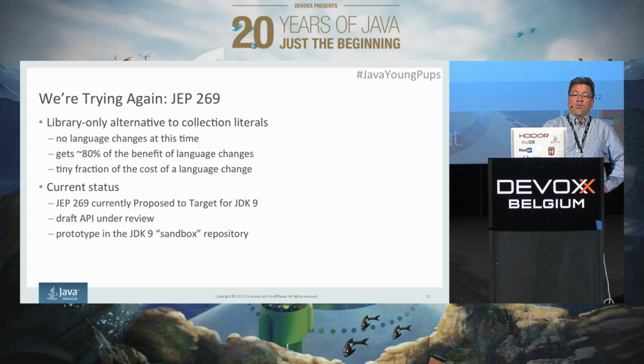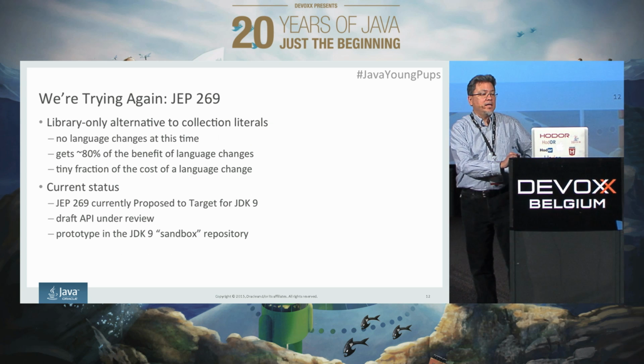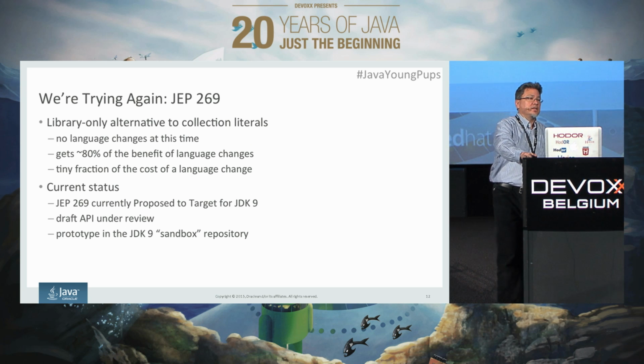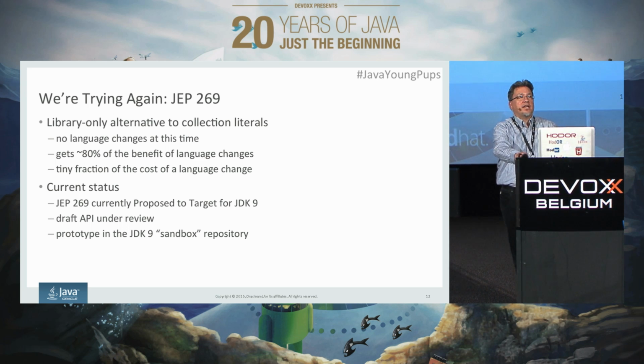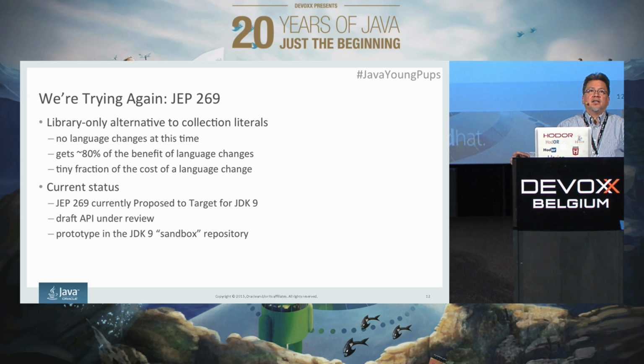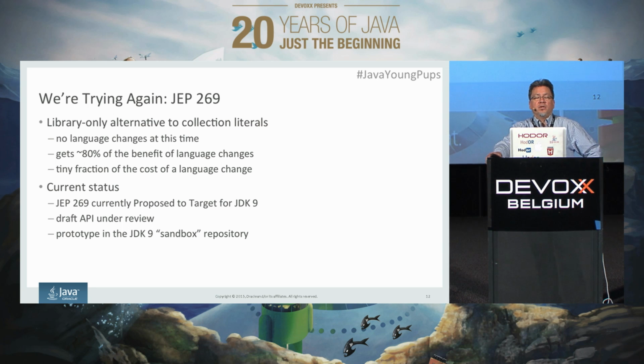So maybe the third time is the charm: I've filed JEP 269, which is a library-based API to replace collection literals. I think we can get about 80% of the benefits of a language-based syntax for collection literals by pursuing pure library APIs with no language changes. Now, maybe in the future, with value types coming along, we might have some different syntaxes proposed for value types, but not at this time.